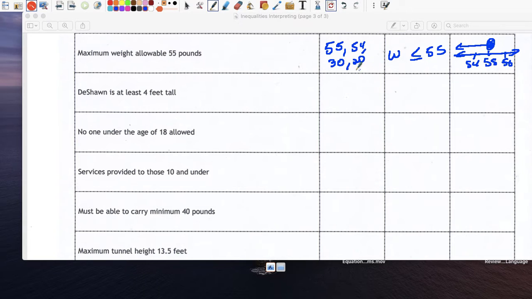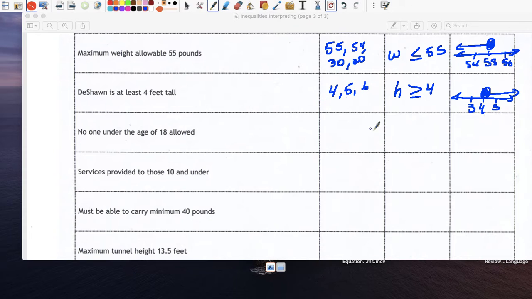She's at least 4 feet tall. So her height, again, can be 4 feet, 5 feet, 6 feet. So her height has to be greater than 4 feet or even equal to 4 feet. The smallest height she can be is 4. So again, 4, 5, 3. So she can be 4, yeah. Can she be 5? Yeah. So we're gonna point it that way. Can she be 3? No.